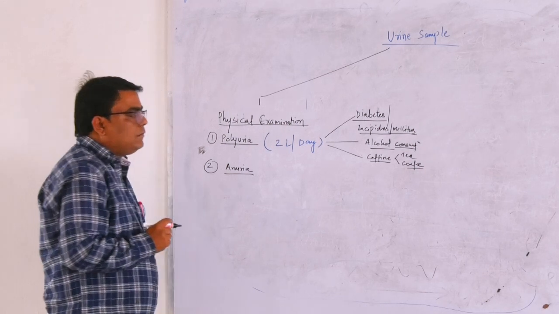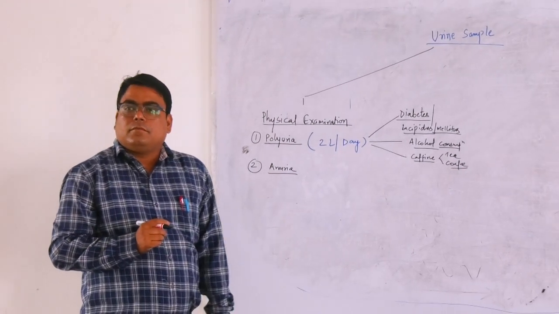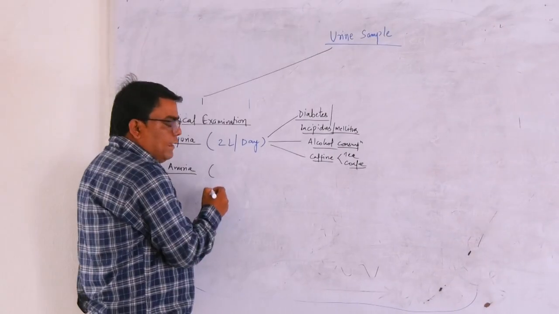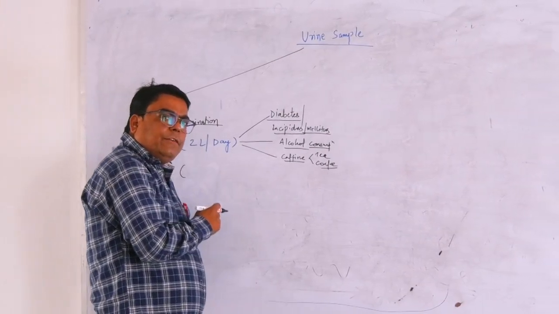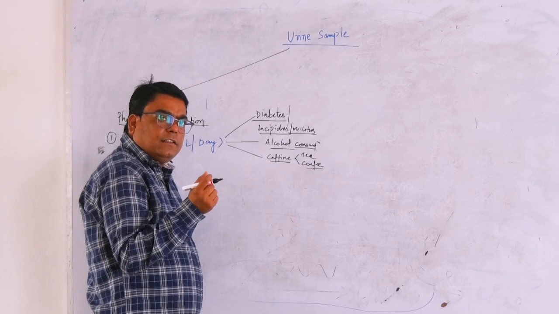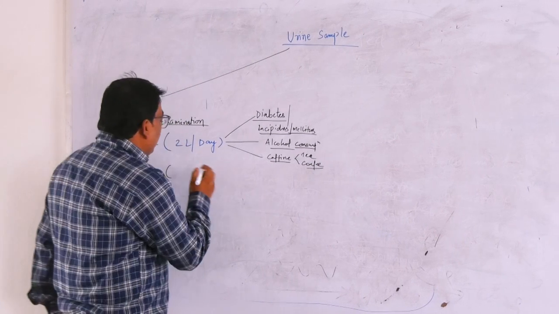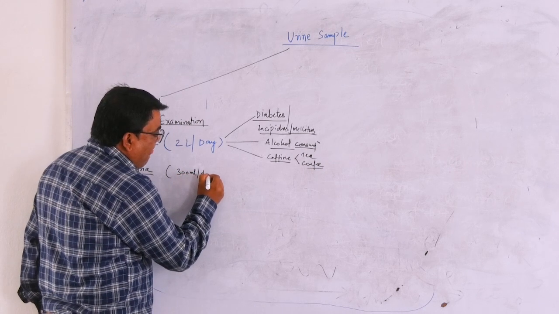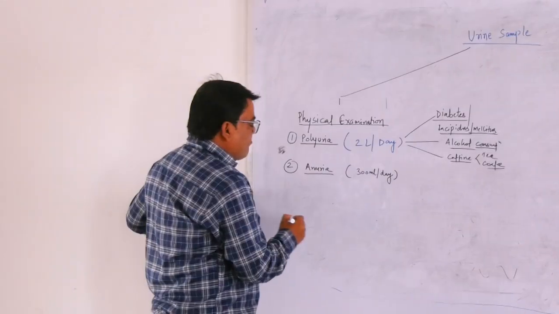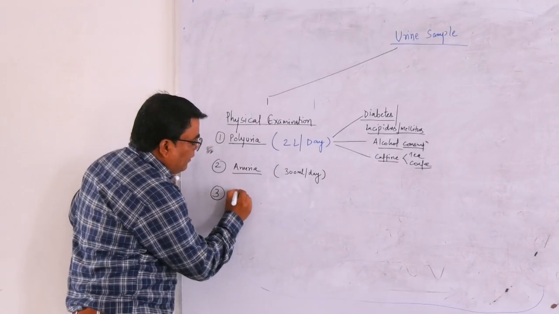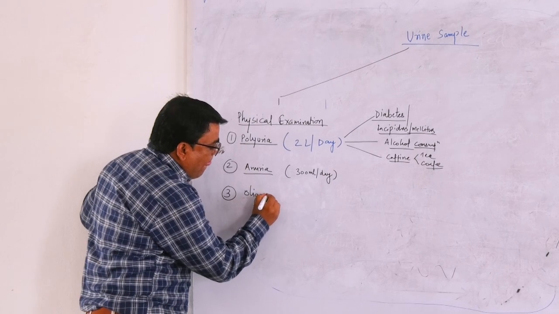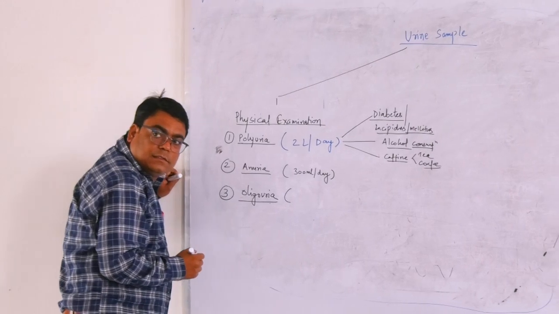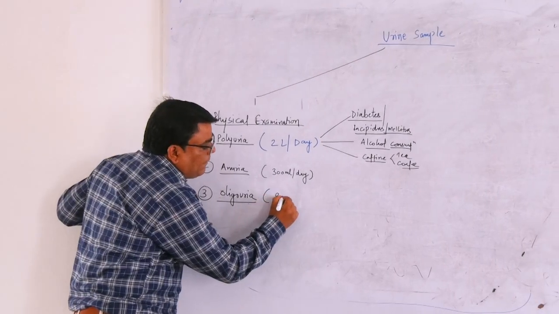Okay. Now the second one is anuria. Anuria is totally stoppage of urine or some amount is excreted, less than 0.5. Very good. Less than 300 ml per day. The third one is oliguria. It is less than 1 liter. Yes, 800 ml.